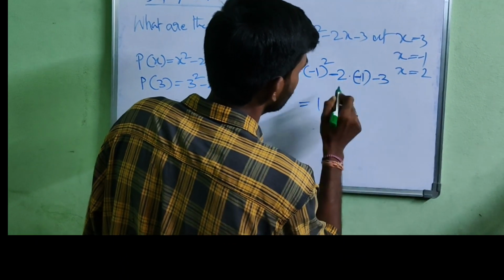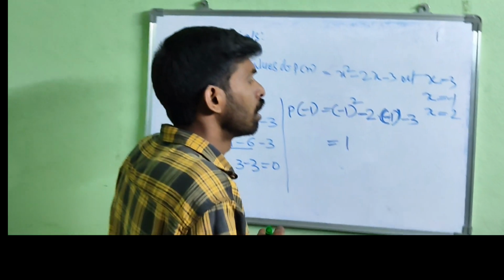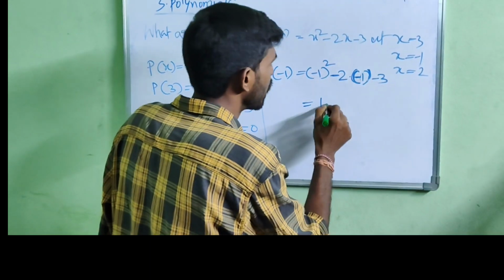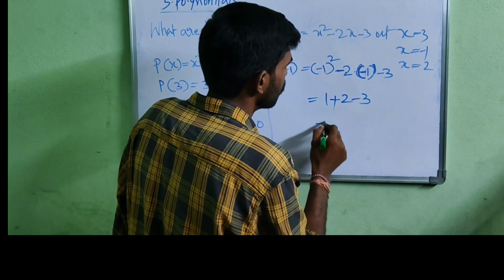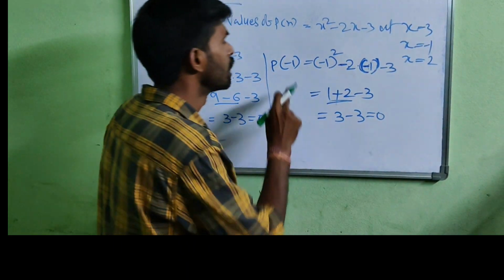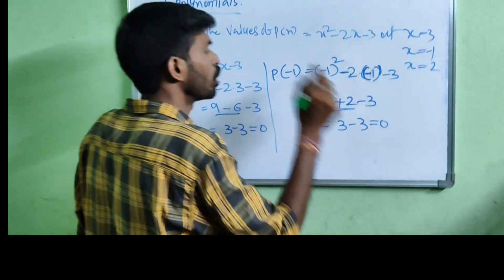Minus into minus, here the bracket indicates a multiplication sign. That's why minus into minus is plus, 2 ones are 2, then minus 3. 2 minus 3... wait, 1 plus 2 is 3, and 3 minus 3 equal to 0. That means x equal to minus 1 is also a zero of the polynomial.